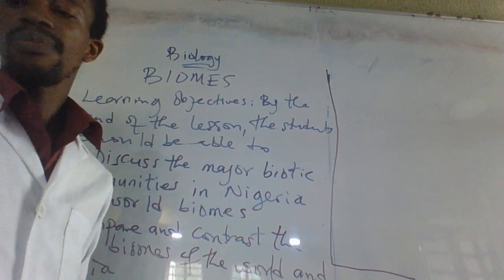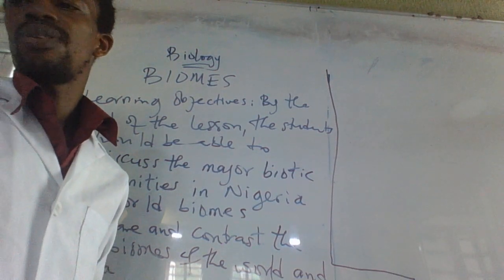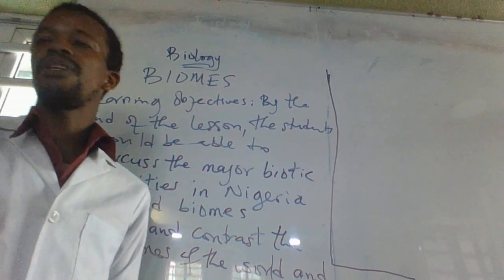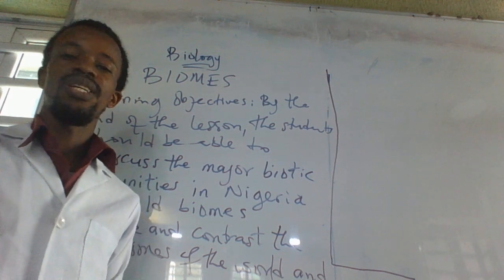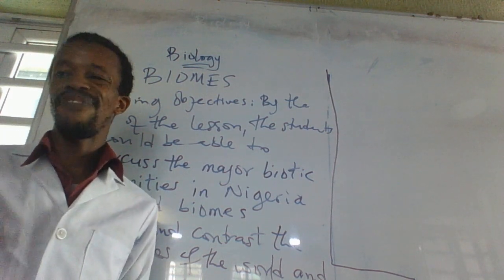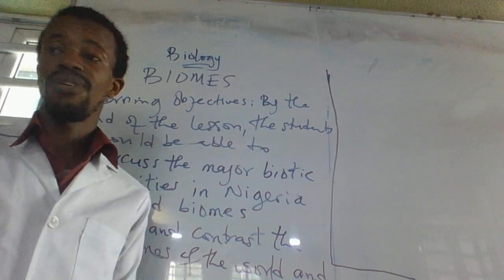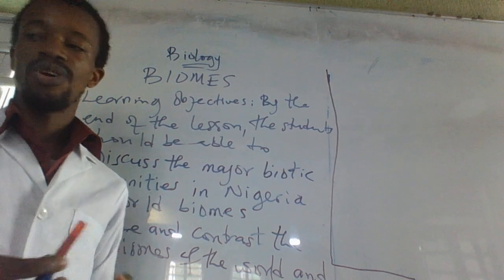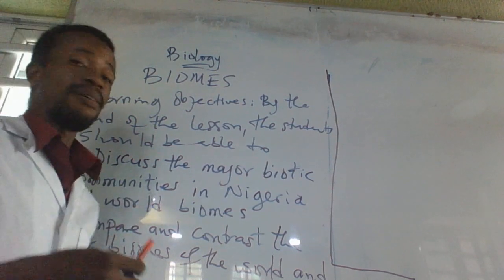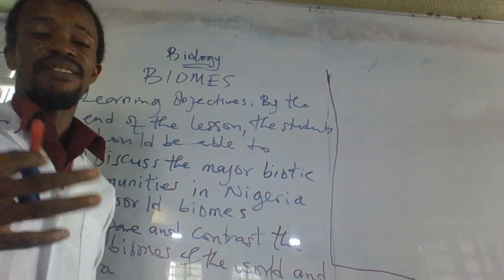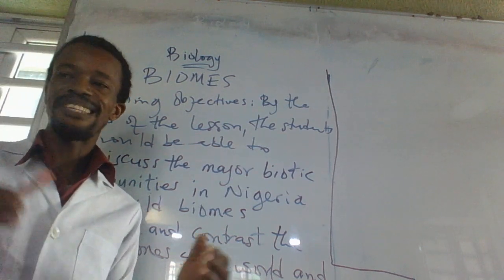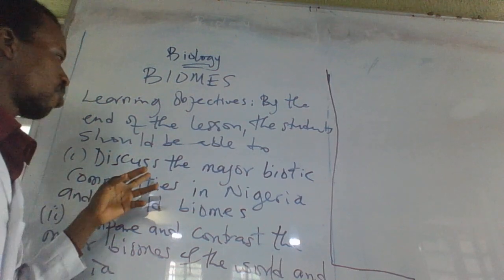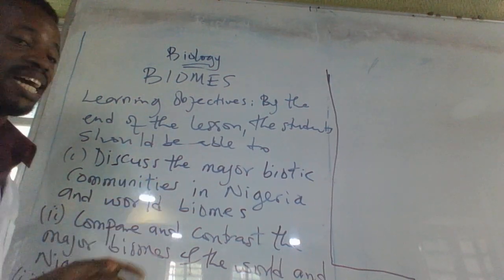Climatic factors also are noted in that kind of environment. These factors determine the type of vegetation in a biome, and they may include rainfall, relative humidity, temperature, wind, and light. As I said earlier, biomes are large natural terrestrial ecosystems identified by their dominant vegetation. So I'm going to discuss the biotic communities in Nigeria.